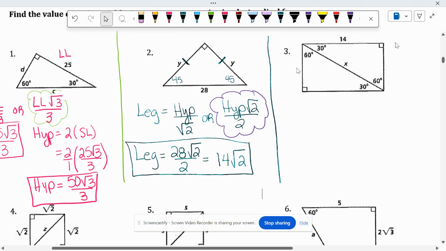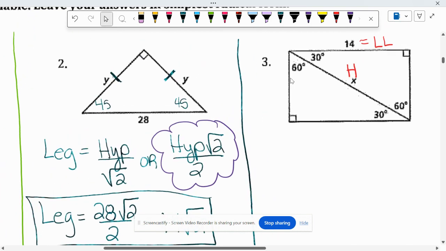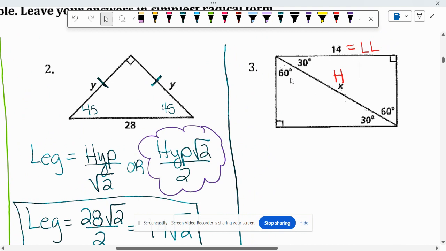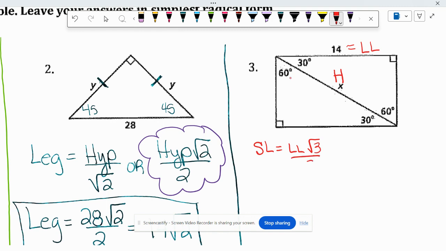Yeah, these have two 30, 60, 90s, and we're trying to find the hypotenuse. What do we know? What are we given a measurement for? No, we're given the side measure for the long leg. We know the long leg. So if we want to find the short leg, we have to take the long leg times the square root of 3 divided by 3.